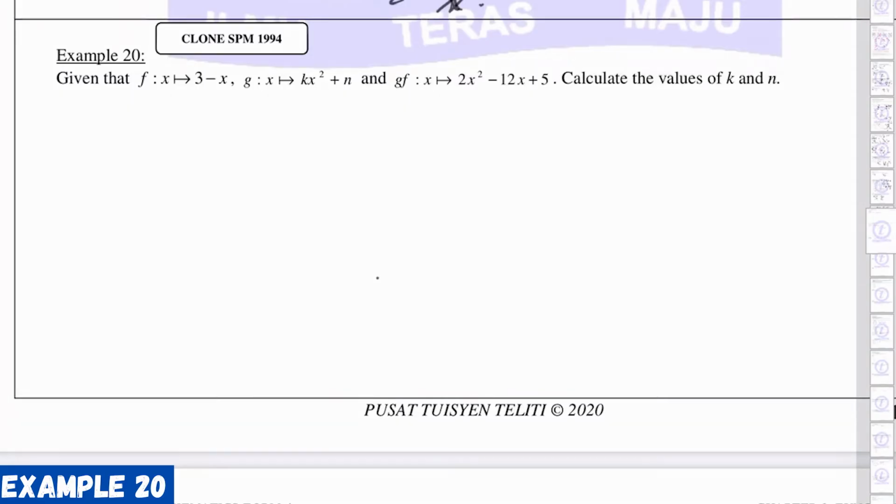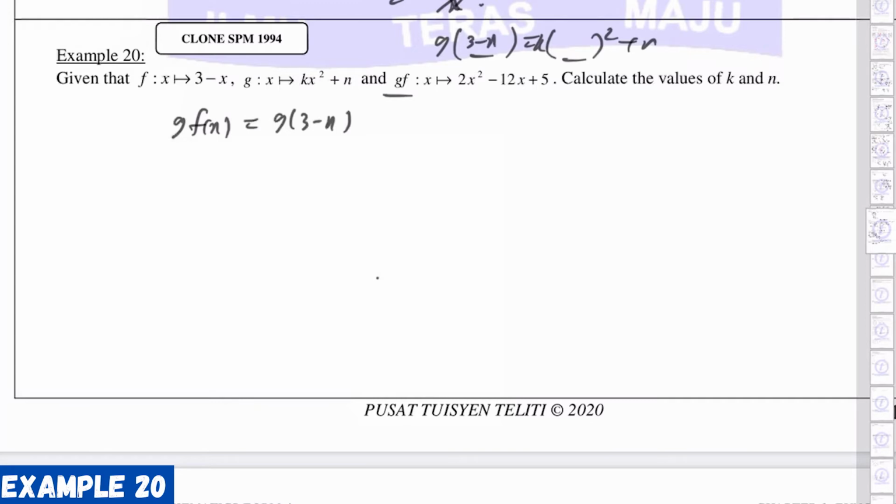Okay? Example 20, you're given gf(x). So I think we start by putting f(x) inside g(x), because you already have this gf(x) here, right? So you want to put this f(x) over here into your g(x). So g(x) is given as kx squared plus n. So whatever I put inside here, I must put the same thing.